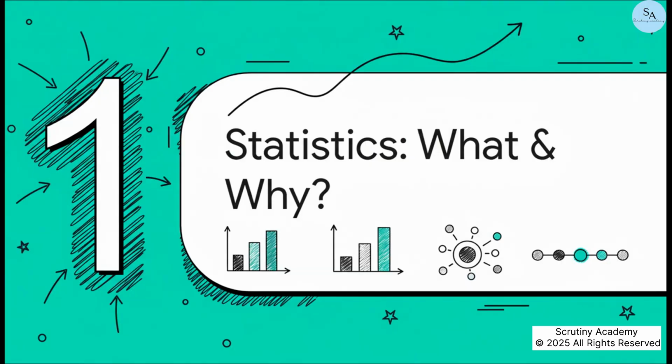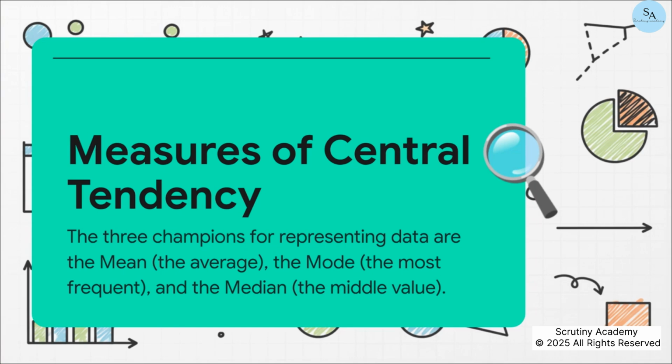To do that, we use something called measures of central tendency. I know it's a kind of fancy term, but the idea is actually super simple. We're just trying to find a central, or a typical, value for all of our data. Now, there are three main ways we do this, three core concepts you've got to master. Think of them as our three champions for making sense of data.